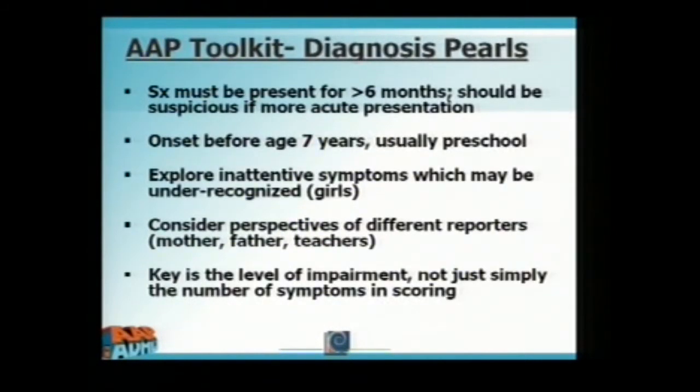I think just some brief pearls about this along the way, which may be well known. Symptoms must be present greater than 6 months. So if you go through this checklist and you find that this is not a long-standing disorder, if it's brand new, all these issues came up in the last month, you should be more suspicious about other causes that are not ADHD for a more acute presentation. Onset should be before age 7 years, usually in the preschool period. Maybe some children with inattentive type are missed until later years, but I think you should be very skeptical if there's not a long-standing history, often at a young age as well.